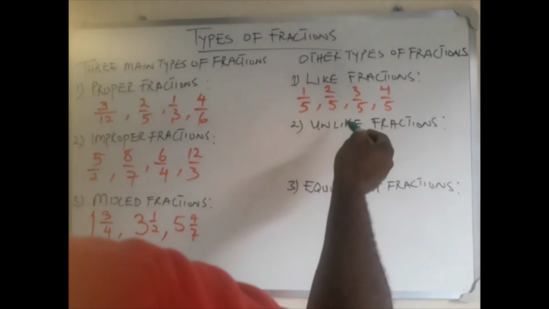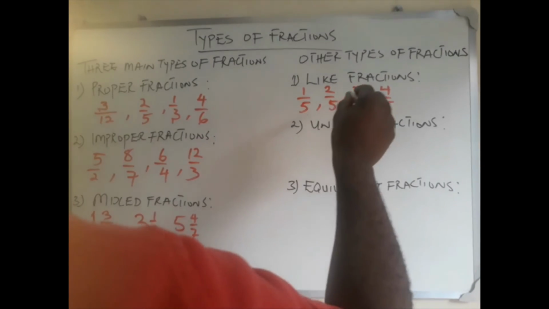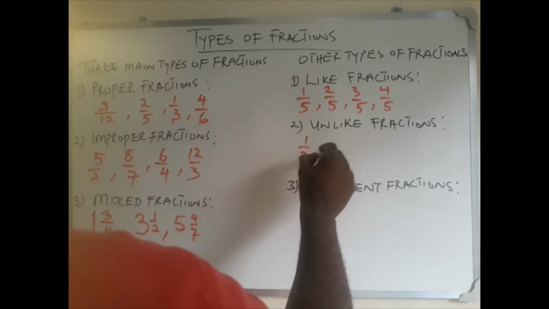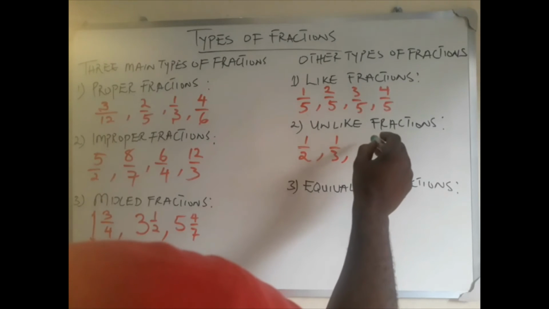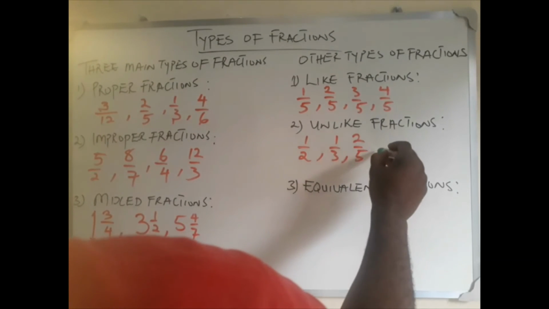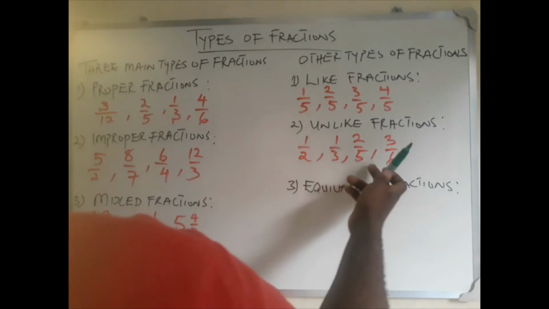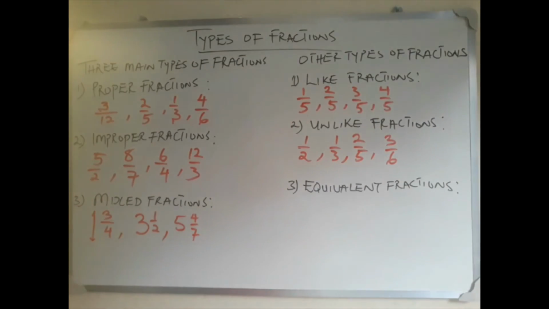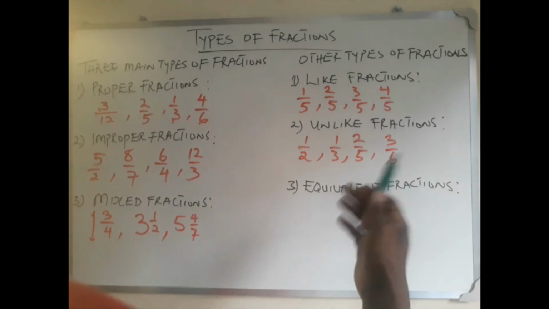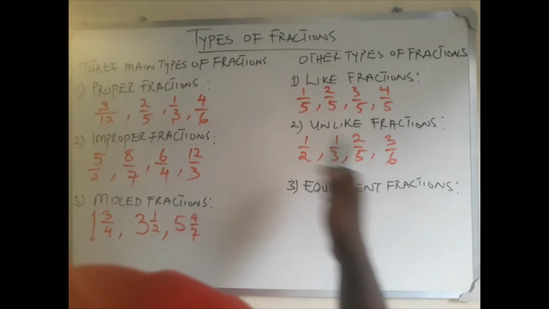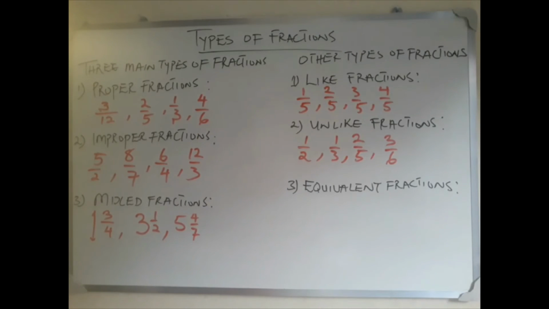So if the denominators of fractions are different, like in this case, we will have things like 1 over 2, 1 over 3, 2 over 5, 3 over 6. As you can see, all denominators of these examples are different. They don't have any similarities. They're all different values. We have 2, 3, 5, 6 as the denominators, so they are all different. And since they all have different denominators, they are termed unlike fractions.